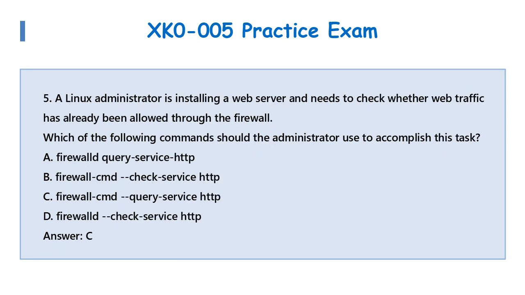5. A Linux administrator is installing a web server and needs to check whether web traffic has already been allowed through the firewall. Which of the following commands should the administrator use to accomplish this task? A. firewall --query-service http. B. firewall-cmd --check-service http. C. firewall-cmd --query-service http. D. firewalld --check-service http. Answer: C.